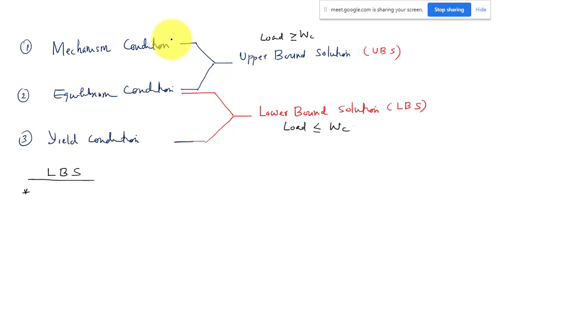Let me write that here. So LBS, what does it mean? Yield and equilibrium. When you come to the problem, it is very easy, but the theorems you also have to understand. Usually we find this a bit difficult to understand, maybe when reading from the textbook. But when you come to the problem, it is easy. Solving the problems is not difficult.